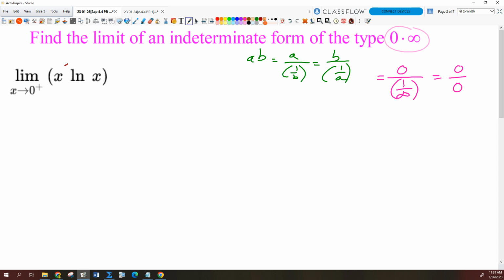Or I could write it as infinity divided by 1 over 0. What's 1 over 0 equivalent to? Infinity, right? So that would be equivalent to infinity over infinity. So those would be equivalent to the types of ratios that L'Hopital's rule could address.